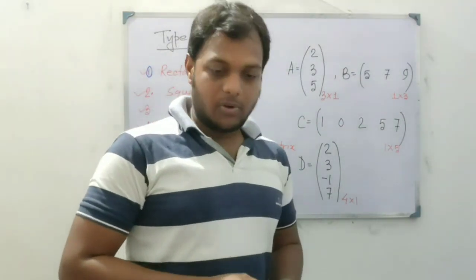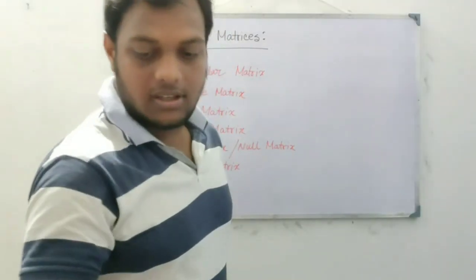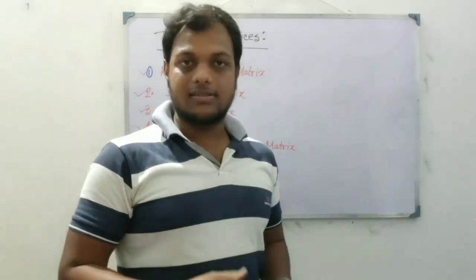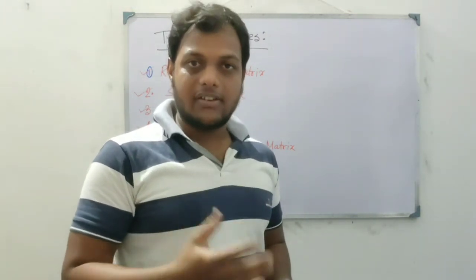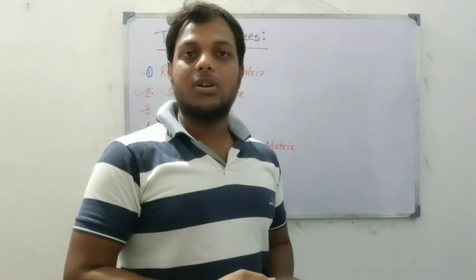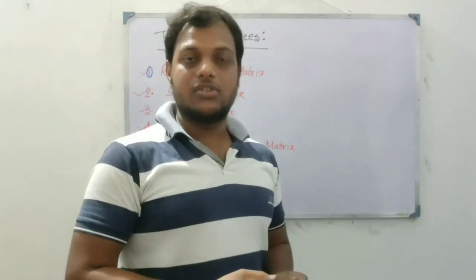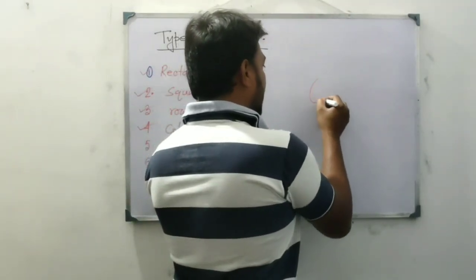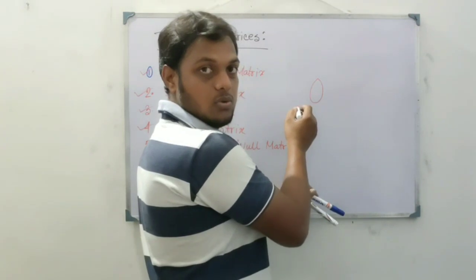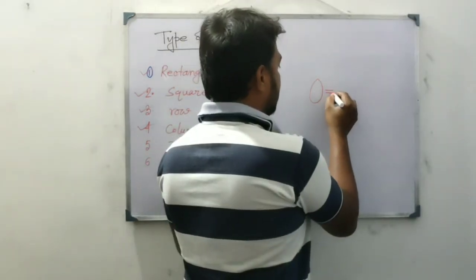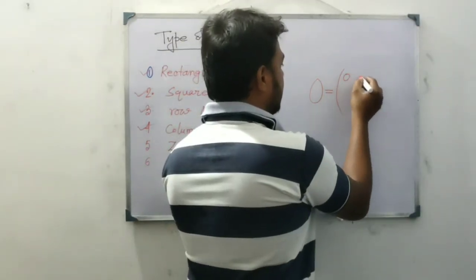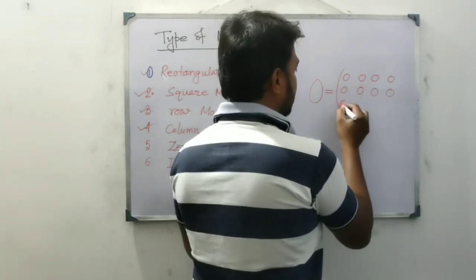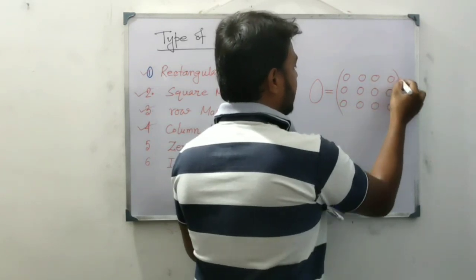Okay, this is a very important part. If all the entries of a matrix are zero, all the entries means all the data, then that matrix is called null matrix or zero matrix. Actually, null matrix or zero matrix is denoted by O, not zero. O equals 0, 0, 0, 0, 0, 0, 0. See, all the entries are 0 here.